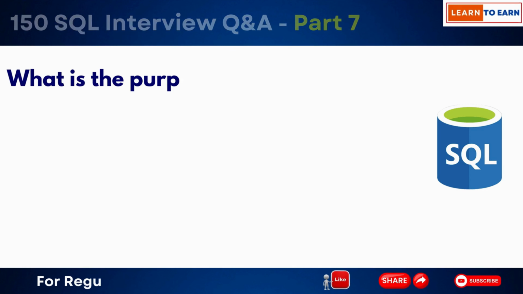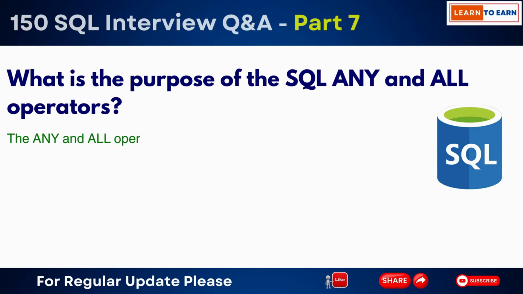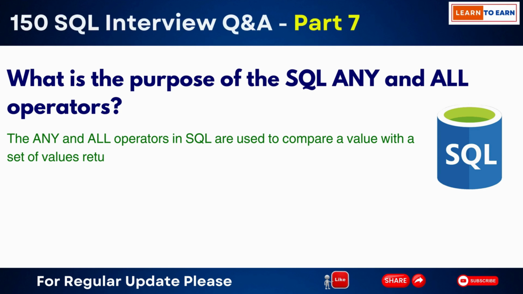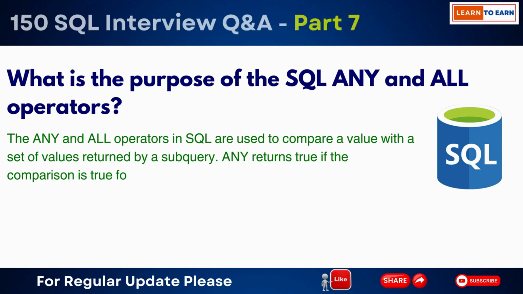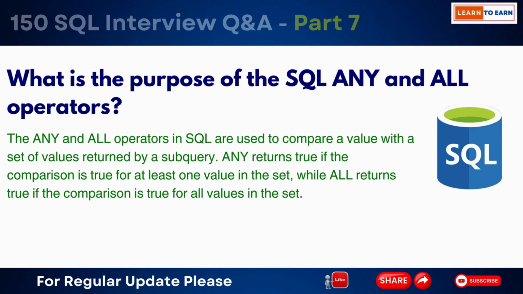What is the purpose of the SQL ANY and ALL operators? The ANY and ALL operators in SQL are used to compare a value with a set of values returned by a subquery. ANY returns true if the comparison is true for at least one value in the set, while ALL returns true if the comparison is true for all values in the set.